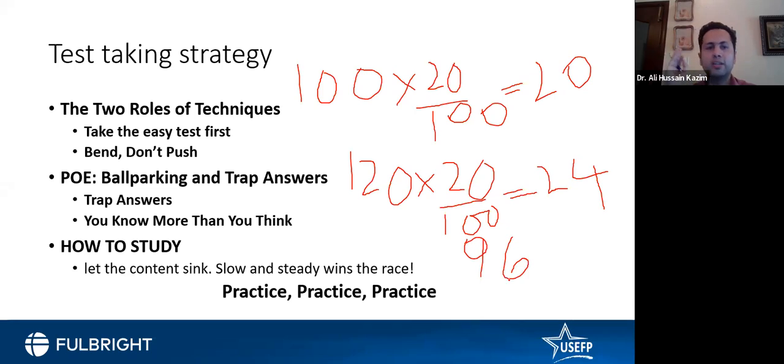So the new price is lesser than the original price. So this was a trap answer. And the good news about all of this test is that all of you have done this math. You know more than you think.